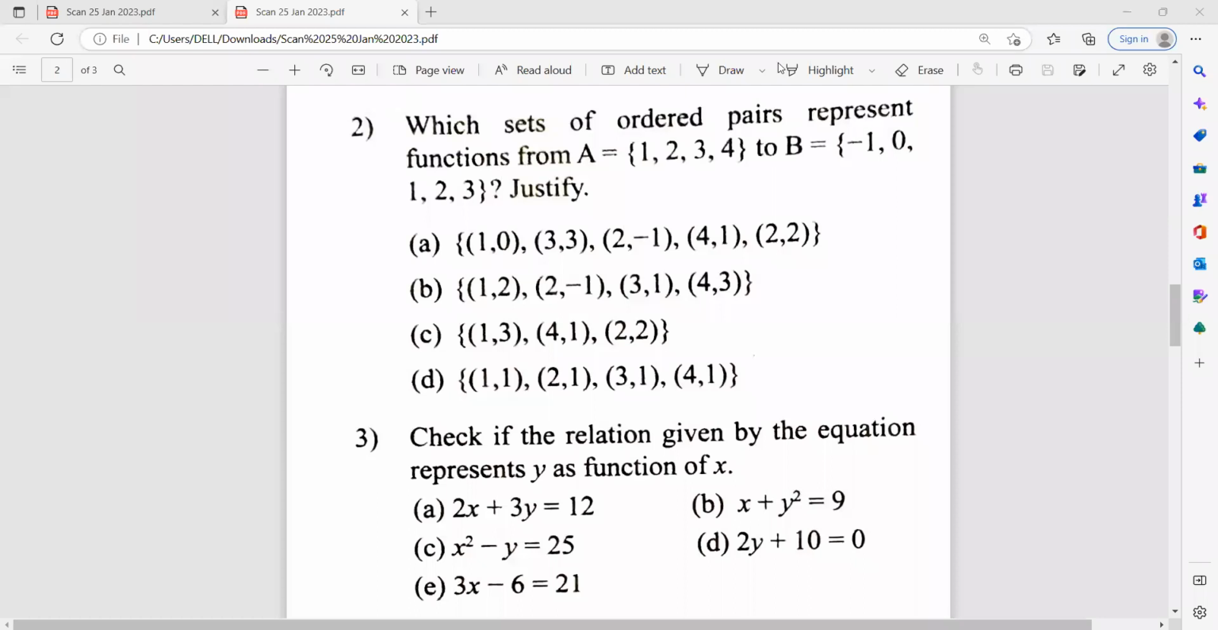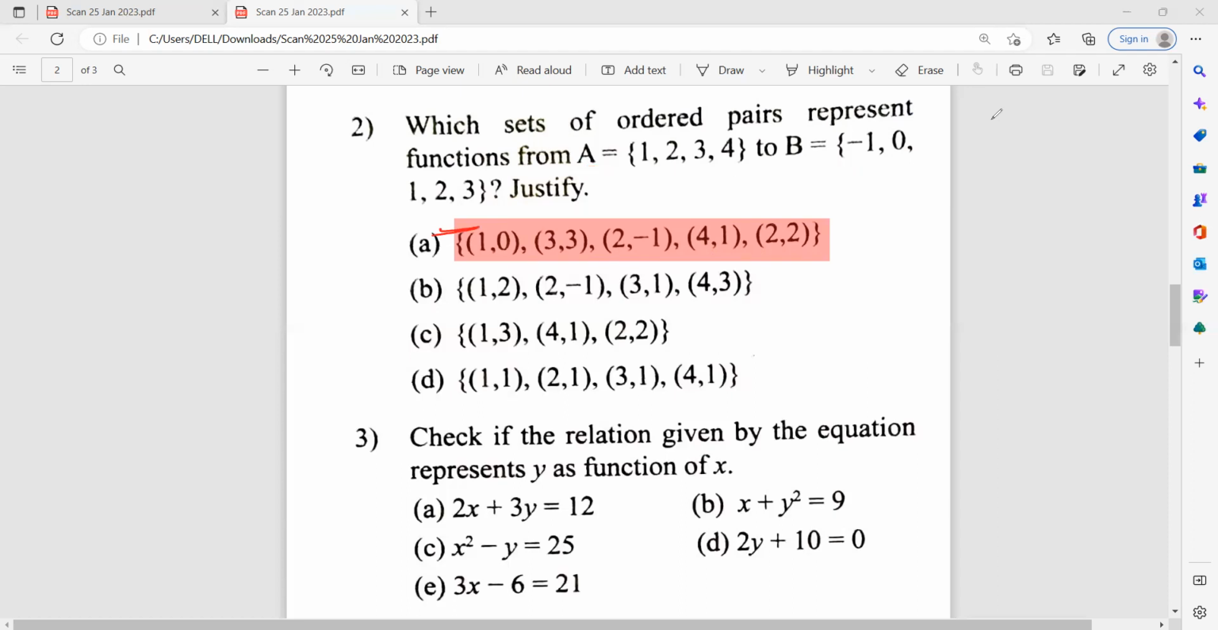Students, let's now come to question number 2 here. It says, which sets of ordered pairs represent functions from set A to set B? Justify. They have given us the sets of ordered pairs, and we have to state whether a given set of ordered pairs is a function from set A to set B.